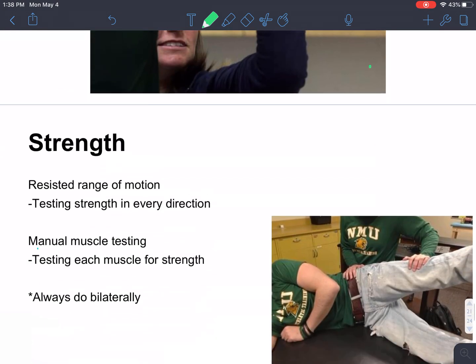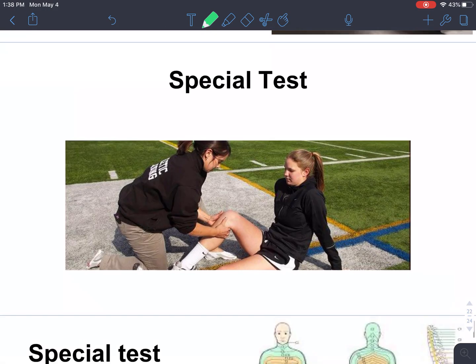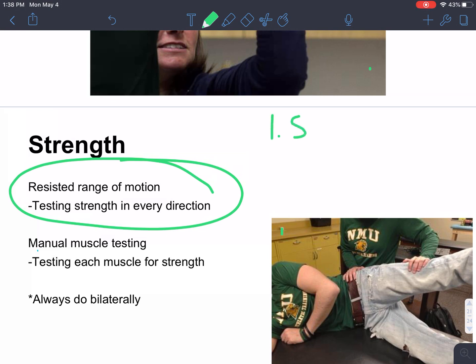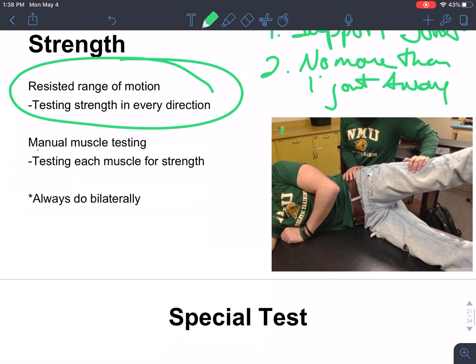Strength is next. The main one we'd focus on is resisted range of motion. Basically, you test the range of motion, now you can test strength. So the rules: one, support the joint, and two, no more than one joint away. And you test the strength, right? As you can see here, they're testing hip abduction.